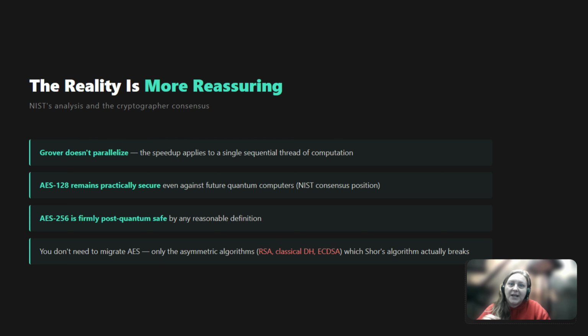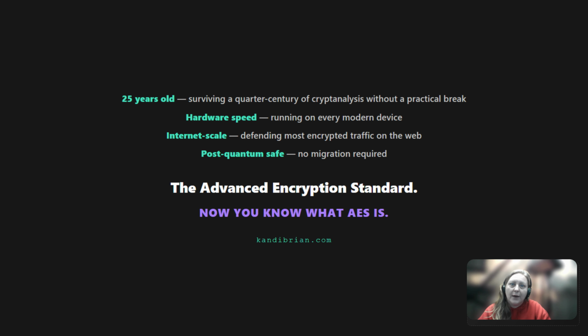So the picture is this: AES is a 25-year-old algorithm that has survived a quarter century of cryptanalysis without a single practical break. It runs at hardware speed on every modern device. It defends most of the encrypted traffic on the internet. It is post-quantum safe, and it almost certainly is the algorithm protecting whatever sensitive data you have currently stored on the device where you're watching this video.